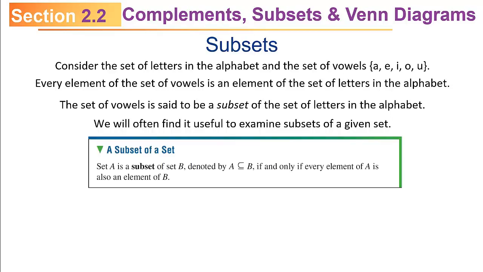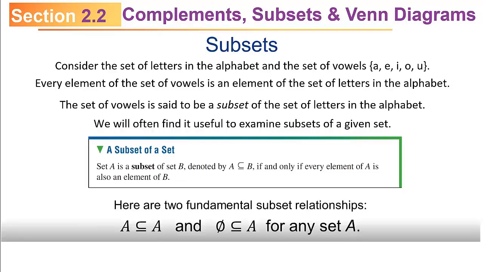Formally, a set A is a subset of set B, denoted by, and you see the symbol, it's the set A, and then the symbol is a sort of a sideways U opening to the right with a bar under it. A is a subset of B if and only if every element of A is also an element of B. Just like I was talking about, the set of vowels is a subset of the set of letters of the alphabet because every vowel is also a letter.